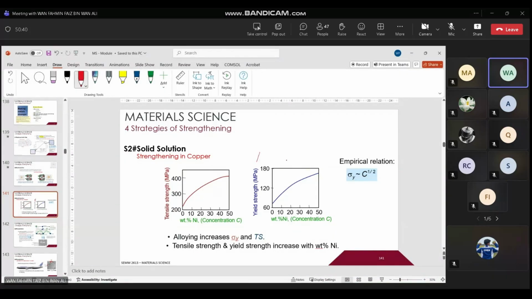Always go with the yield, because once the component is compromised or deformed, the integrity now has been compromised. So it is the same with yield strength.